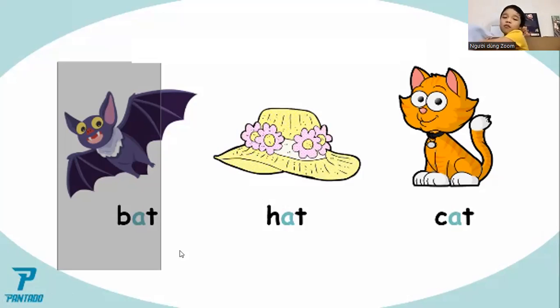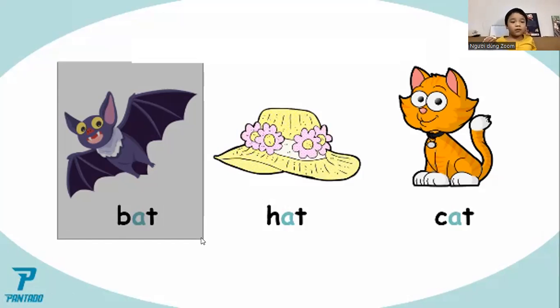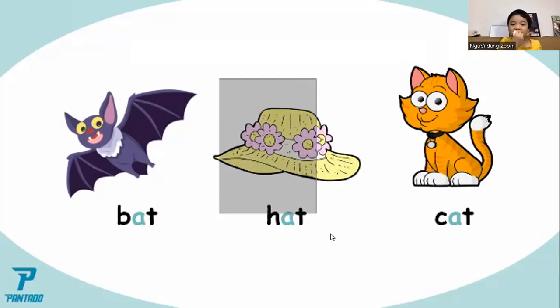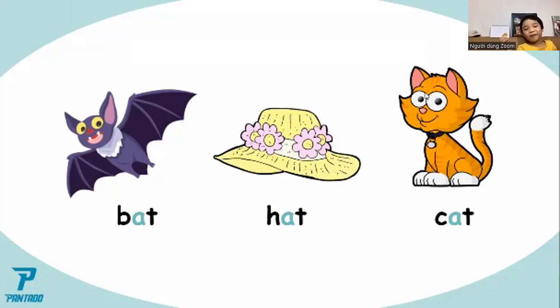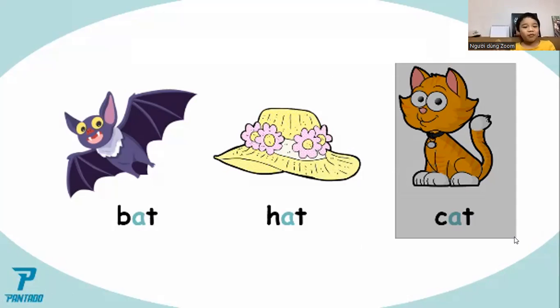Okay, so what is this again, Seiko? Bat. You say bat. Very good. What about this one? Hat. Very good. How about this? Tinker.